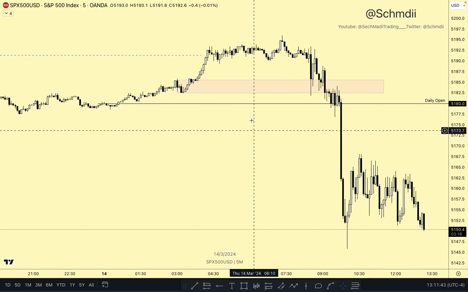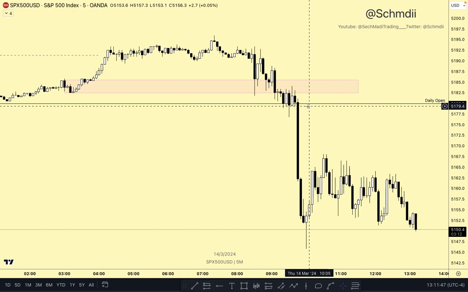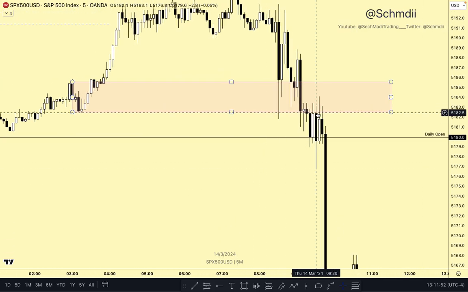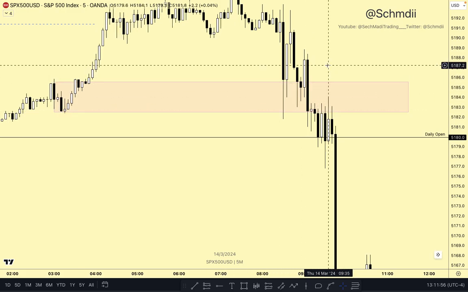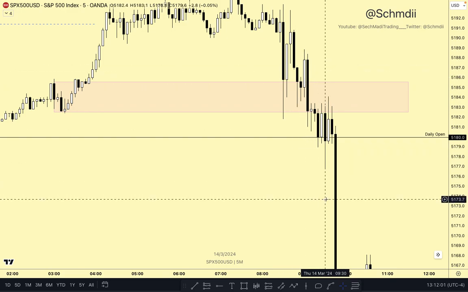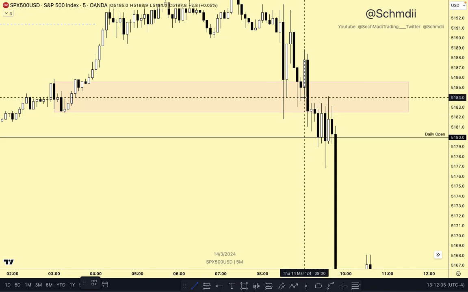So 5-minute chart. M5, here we are. Okay, this is that 15-minute order block. And would you look at that? This was at 9:35, and we had a nice fair value gap.